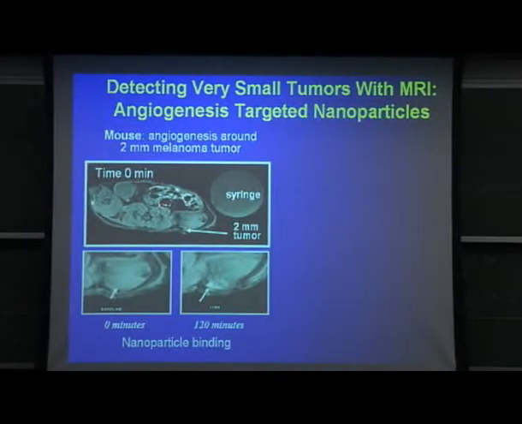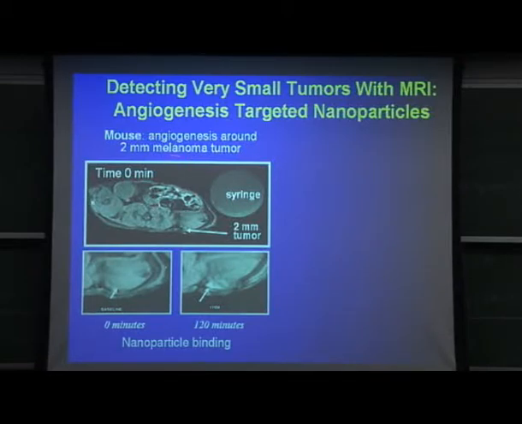Here's a mouse. We're imaging angiogenesis, the same as we did in those plaques. This is at 1.5 Tesla. Here's the mouse body. There's a tumor back here. When you add alpha V beta 3 integrin targeted particles, after about 120 minutes, you get a nice signal showing up in this little tiny tumor in the back of this mouse, imaged again at 1.5 Tesla. The syringe that we use to inject is almost as big as the mouse.